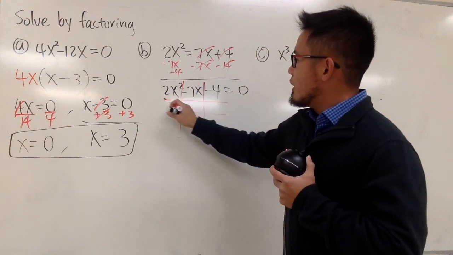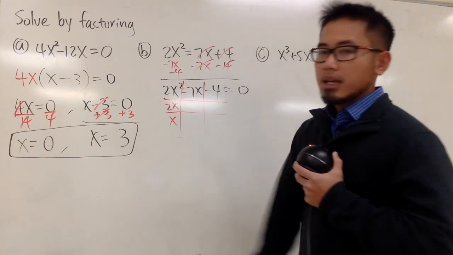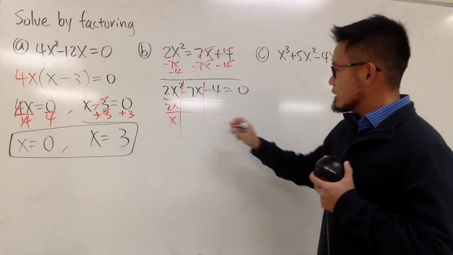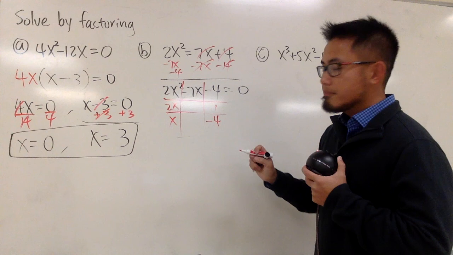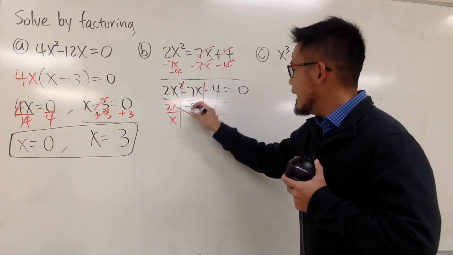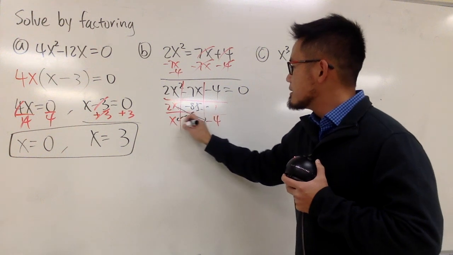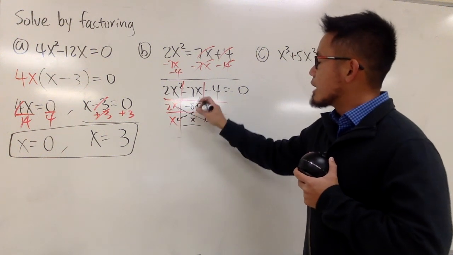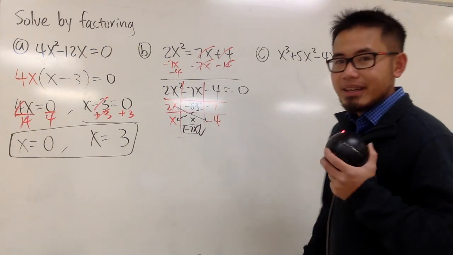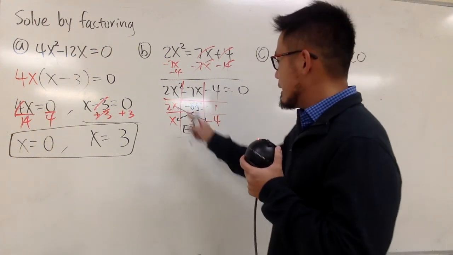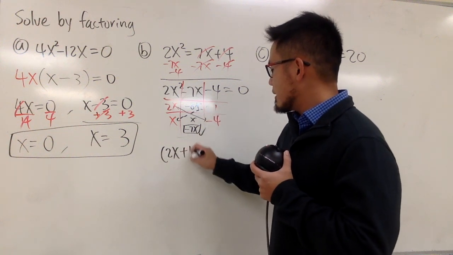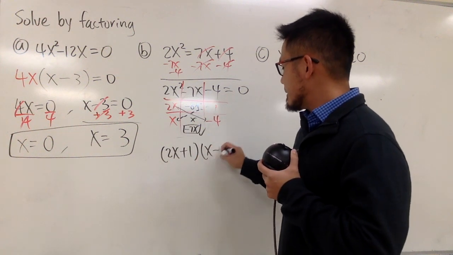To get 2x squared, let's put down 2x and x. And to get negative 4, I'm going to use this right here. Negative 4 times 1. This is going to work because 2x times negative 4 is negative 8x. 1 times x is 1x. And when you combine these terms, you do get negative 7x. So you're good. Now, we have this as 2x, and this is the positive 1. And then times the other x minus 4.